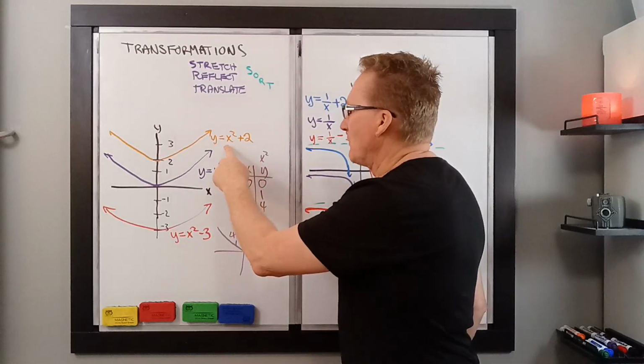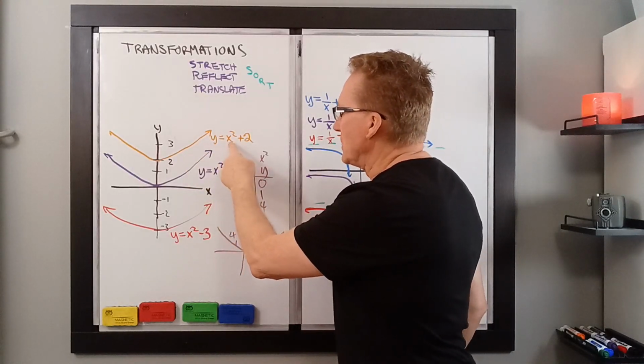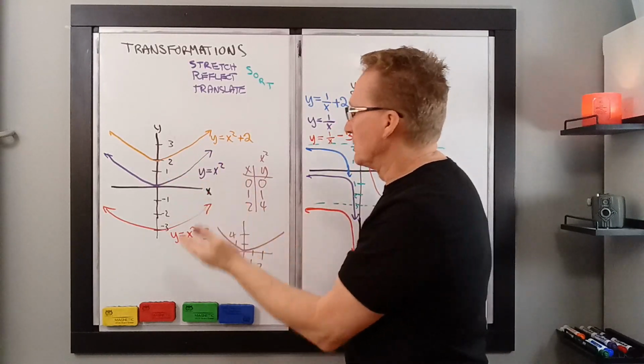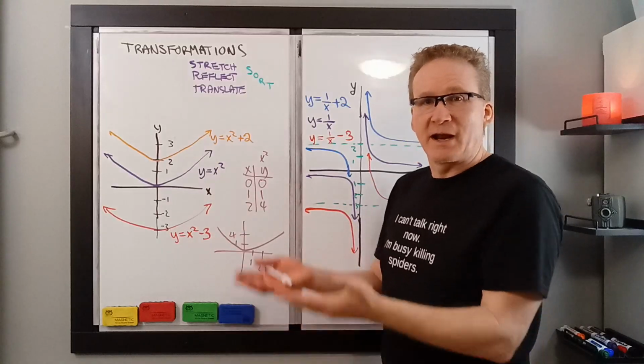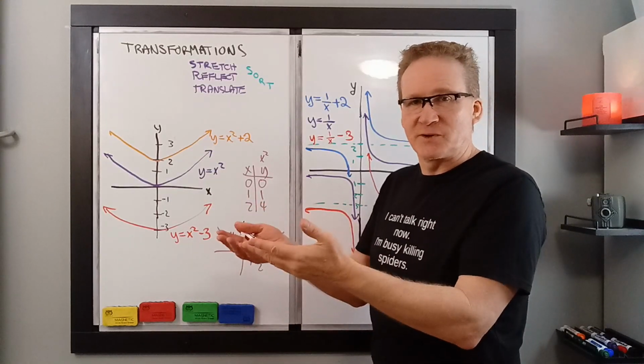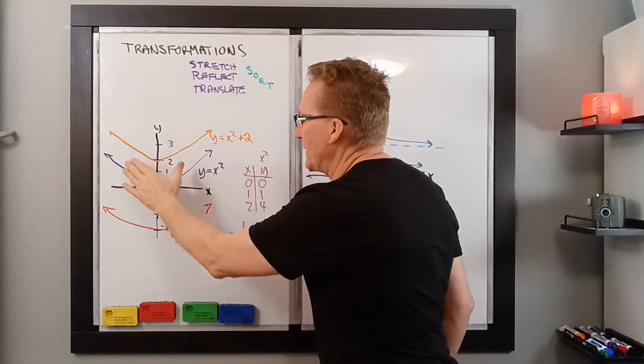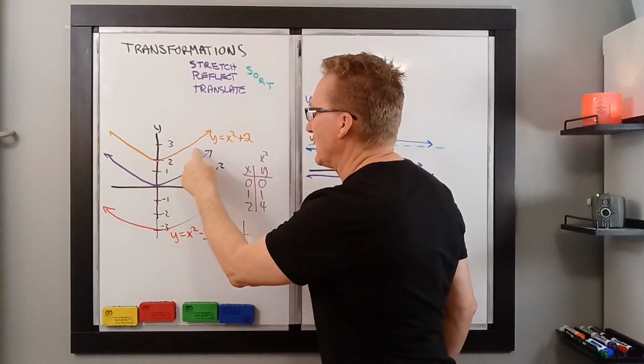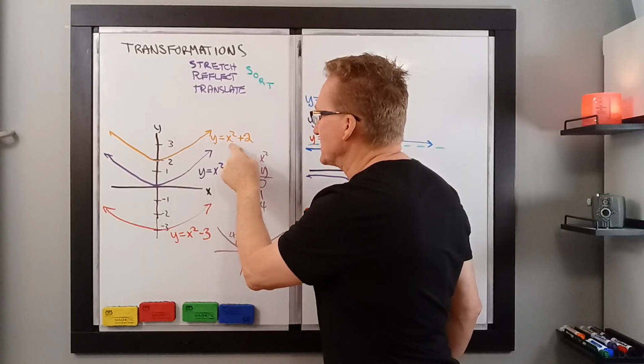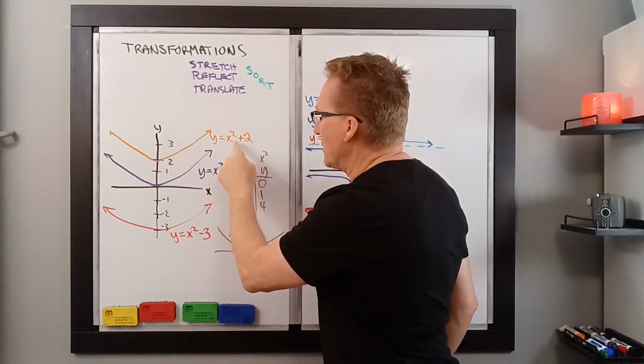Now what if we want to draw this yellow one, where we raise the whole thing up by 2? We want to take everything and lift it up. We want to translate it. Remember we talked about translations? We want to translate the whole thing, keeping the shape the same, but just shifting it upward. We'll add 2 to this side. So we're going to take x squared and just add 2.